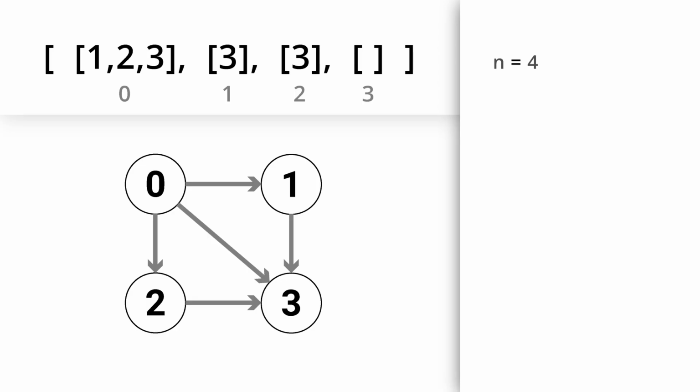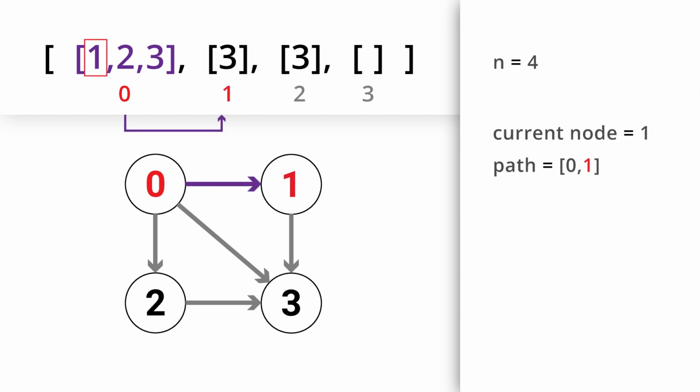Now let's look at how we can solve this problem. What we can do is, we will start the traversal from the first node 0. So the current node is 0. Also, we will be recording the path we are taking at each step. From this node, one by one, we will be moving to the nodes this node is directed to. First, we will move to node 1.